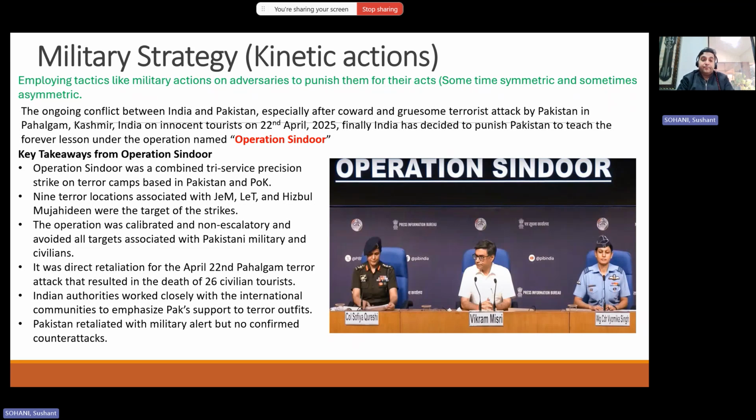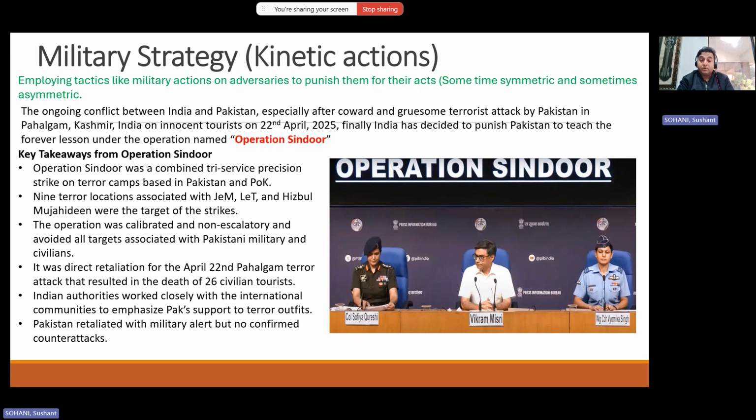Nine terror locations associated with JEM, which is Jaish-e-Mohammed, LeT, which means Lashkar-e-Toiba, and Hizbul Mujahideen were the target of the strikes. The operation was calibrated and non-escalatory. India did not want to escalate it further. They just wanted to take revenge and finish the terror camps in Pakistan that carried out that terrorist attack.